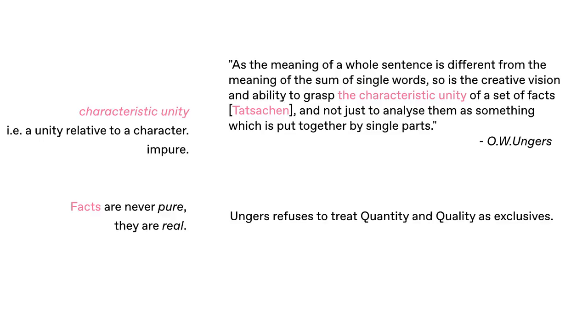is something like a larger whole in which two ratios could coexist, but neither one of them is represented as this whole. So he calls it, that's another citation from the text, as the meaning of a whole sentence is different from the meaning of the sum of single words, so is the creative vision and ability to grasp the characteristic unity of a set of facts, and not just to analyze them as something which is put together by single parts. This characteristic unity is important to relate to what he tries to grasp as Vorstellung.